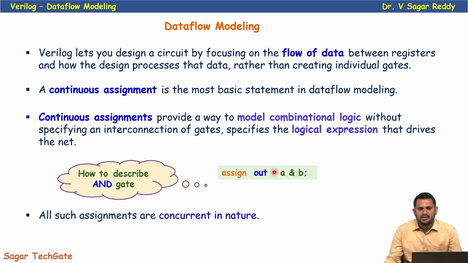Clear? Now, all such assignments are concurrent in nature. All these continuous assignment statements execute in parallel, and the order of execution of these lines doesn't matter. I'll discuss continuous assignment statements in detail later in this section. If anything changes on the right-hand side, if A or B changes, it immediately evaluates the expression and assigns the result to out. That is the reason we call it a continuous assignment statement.